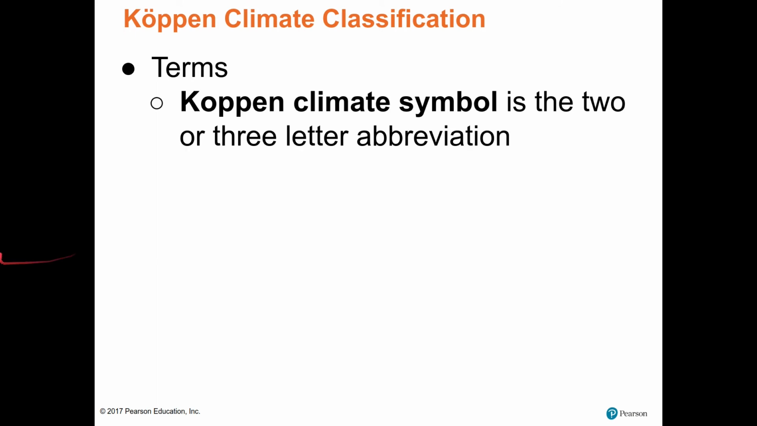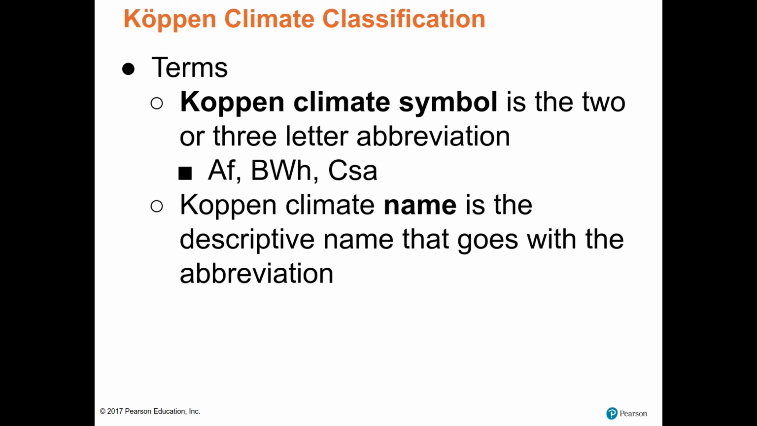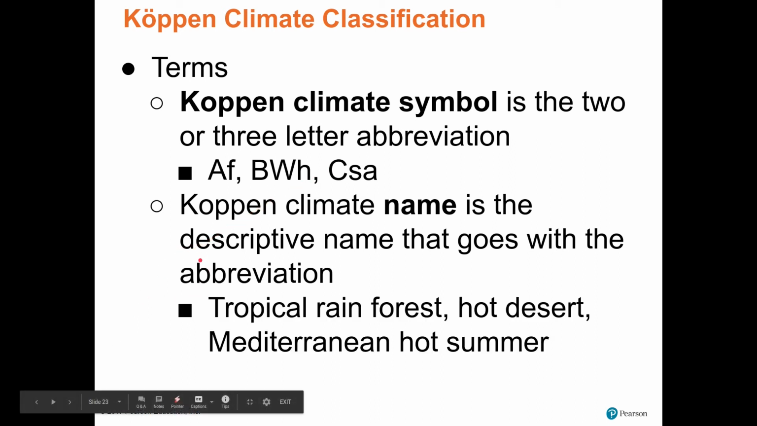So the Köppen climate symbol is a 2 or 3 letter abbreviation. AF for tropical rainforest, BWH for hot desert, CSA would be Mediterranean hot summer. So those are the symbols, and then the name is the descriptive name that goes along. For example, tropical rainforest, BWH is hot desert, and CSA is Mediterranean hot summer.